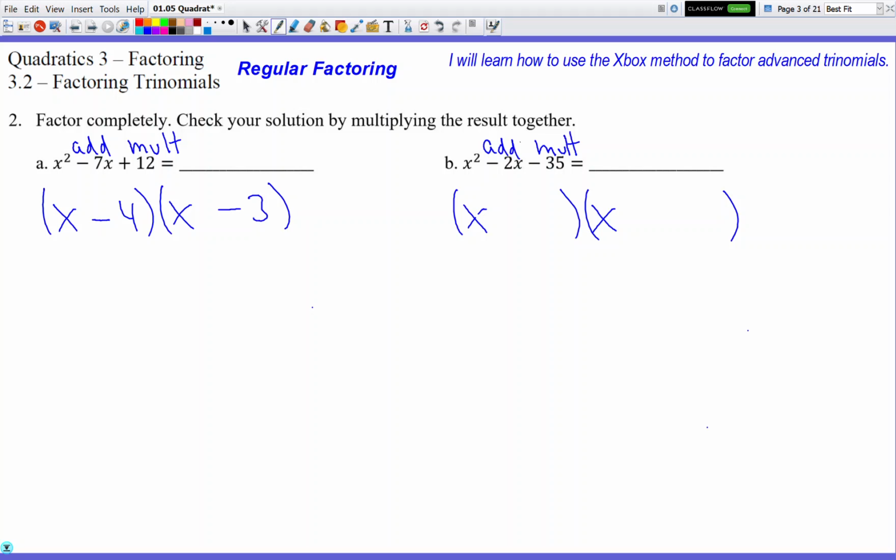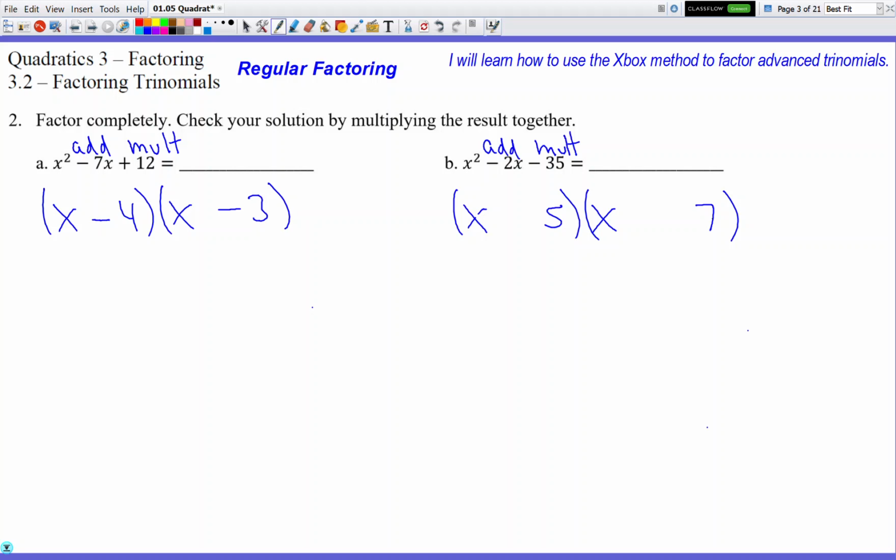So 1 and 35 is not going to work, because when you try to add a negative and positive version of 1 and 35, you're going to get positive 34 or negative 34, when you try to add up 35 and negative 1 or negative 35 and positive 1. So that's not going to work. So it must be some kind of 5 and a 7. So I'm just going to write down 5 and 7. And we can figure out the signs right now.